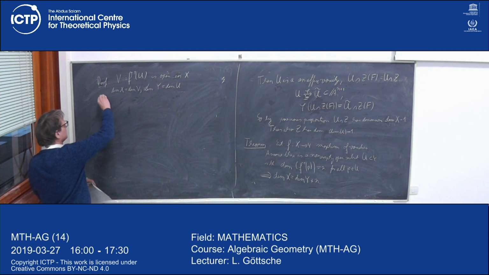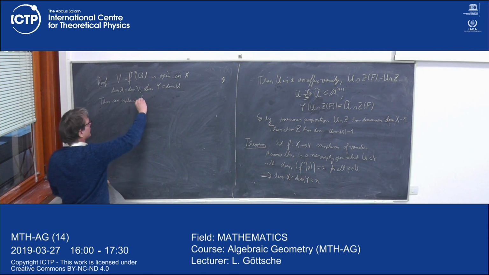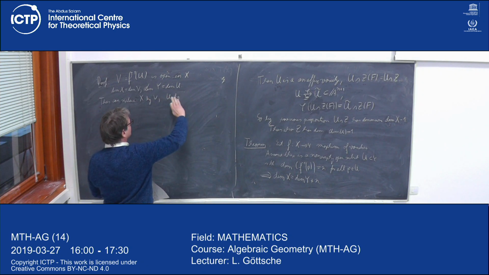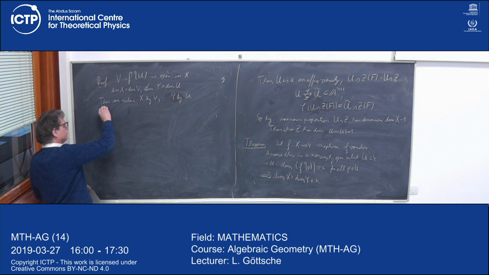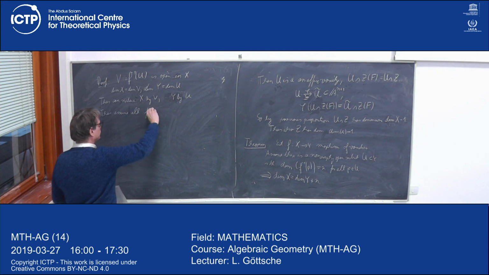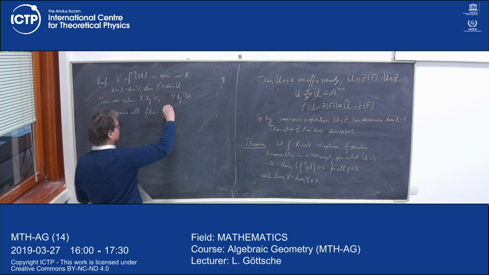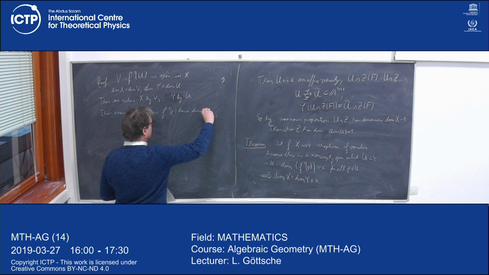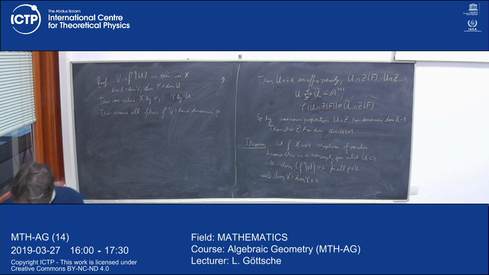So we can replace x by v, and y by u, and thus assume all fibers f to the minus 1 have dimension n. Okay, that's the first reduction.